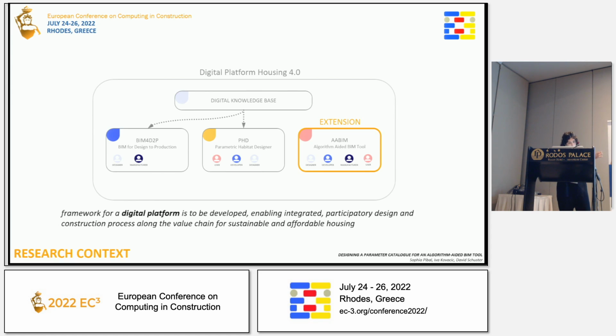So we have our knowledge base and also the BIM for design to production component, which is aimed at the manufacturers and the planners, and also the parametric habitat designer, which is currently our tool of visualization and also kind of a layout generator. And what I'm presenting today is the extension of our digital platform, which is the algorithm-aided BIM tool.